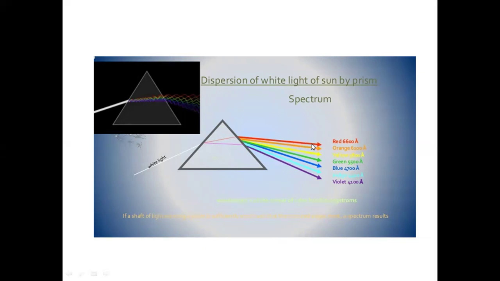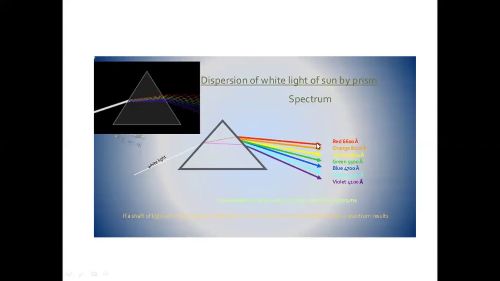So here, the red color deviates the least and the violet color deviates the most, because the refractive index of the medium is different for colors of different frequencies. All the colors have different frequencies. Red color has the lowest frequency, violet color has the highest frequency. So the refractive index for the violet color is more. It means it will bend the most. And the refractive index for red color is the least, so it will deviate the least.